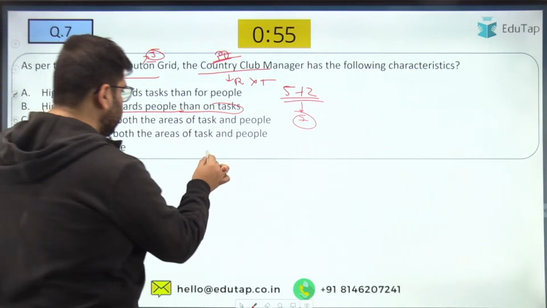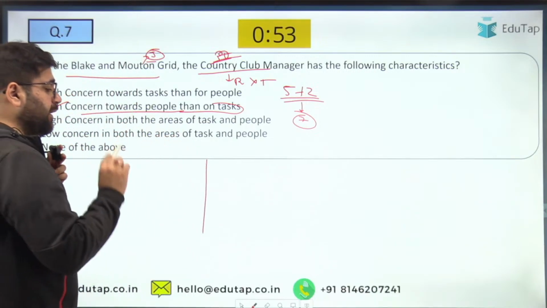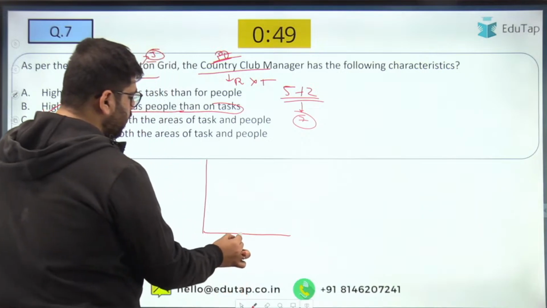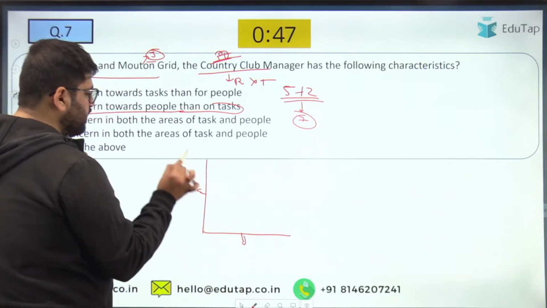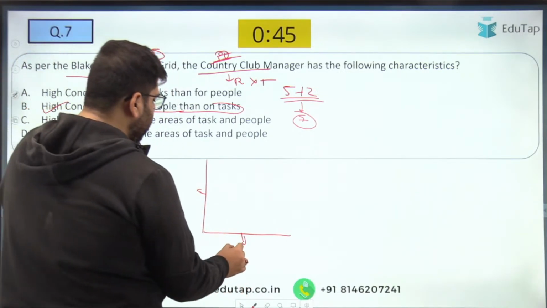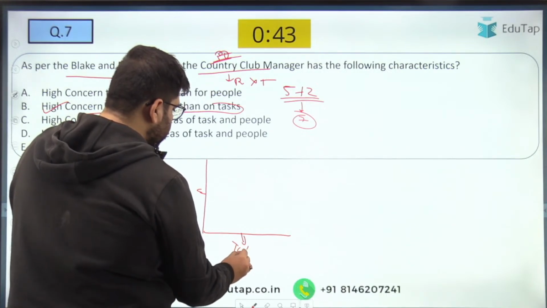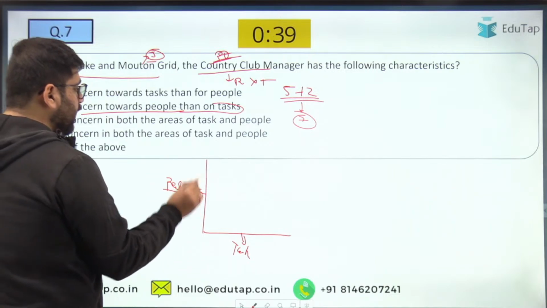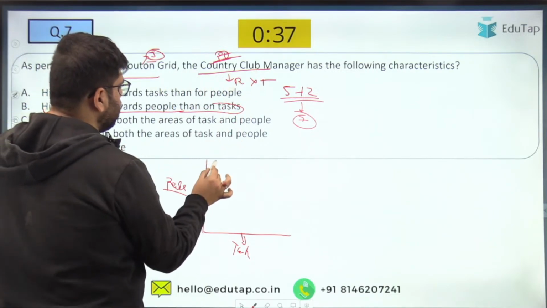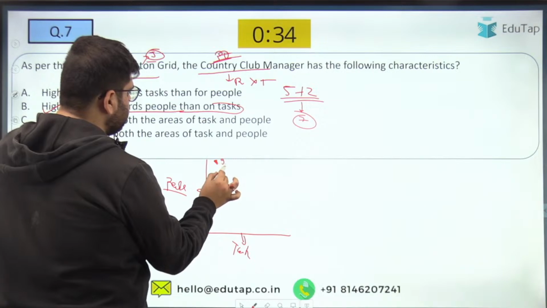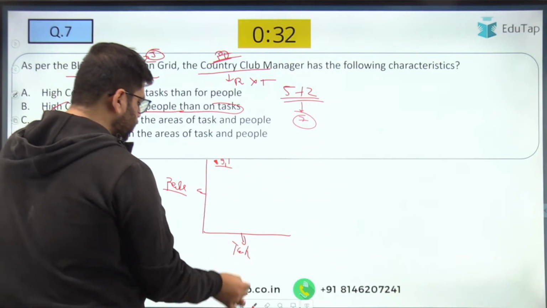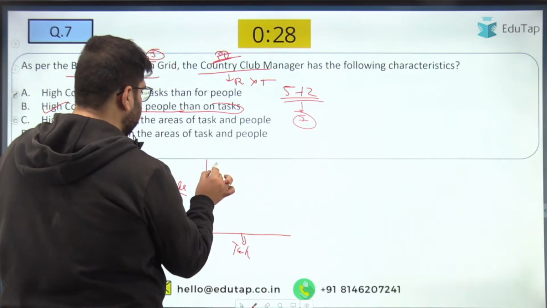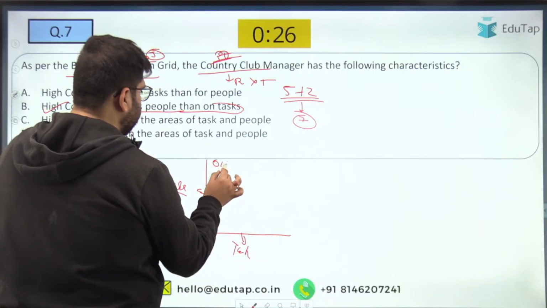If you know the Blake and Mouton grid, always try to draw a graph. On the x-axis you should take task orientation, and on the y-axis you should take people orientation. If you have to plot the country club manager, the score is 9,1. Sorry, 1,9, because over here the x-axis score is written first. So you have country club over here at 1,9.